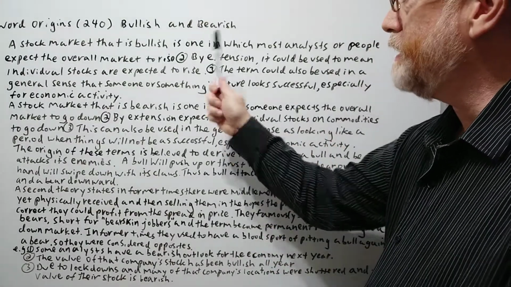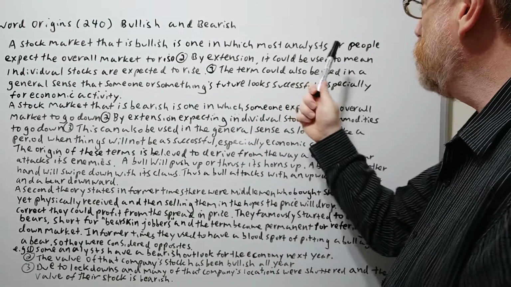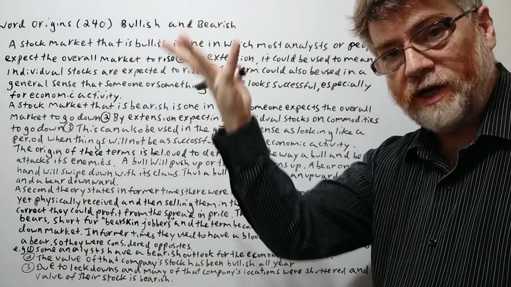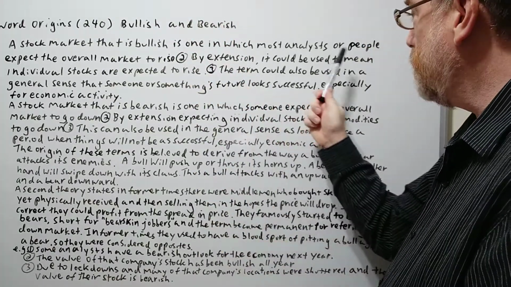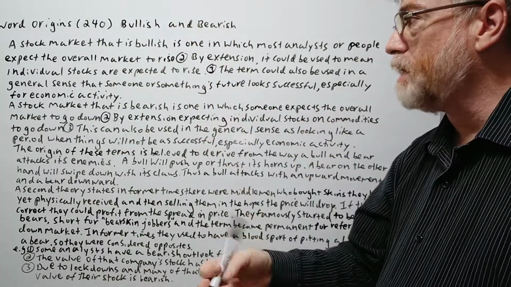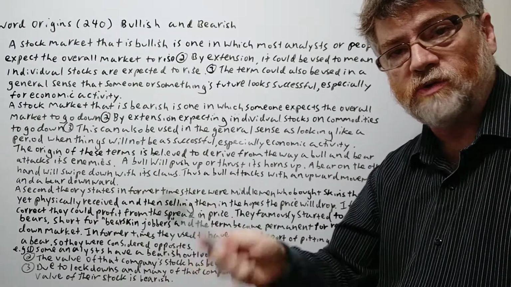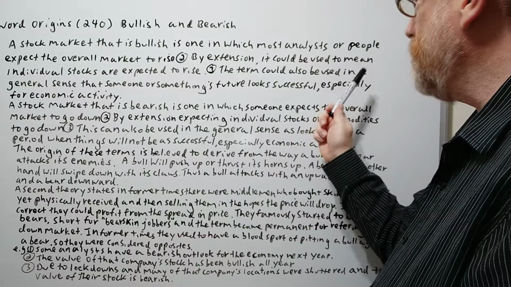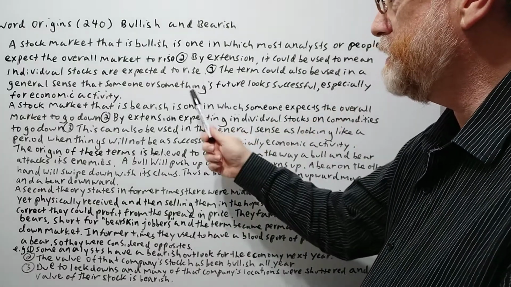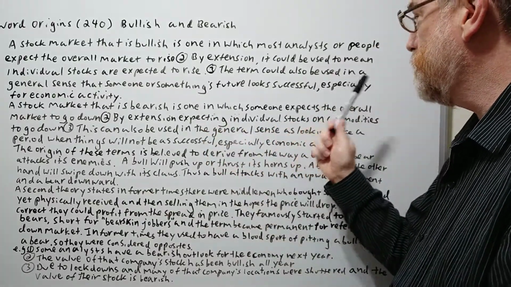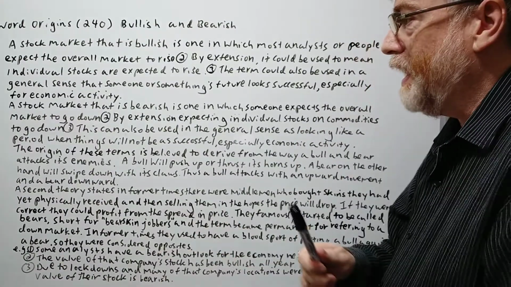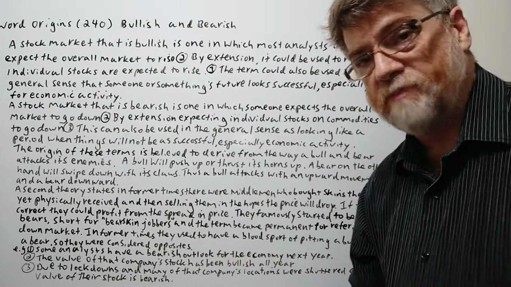A stock market that is bullish is one in which most analysts or people expect the overall market to rise. By extension, it could be used to mean individual stocks to rise as well. So an individual stock could be bullish or bearish. The term could also be used in a general sense that someone or something's future looks successful, especially for the economy. And really, bearish is pretty much the opposite here.